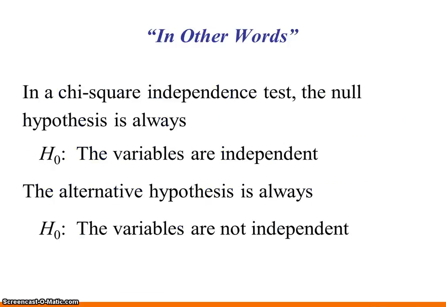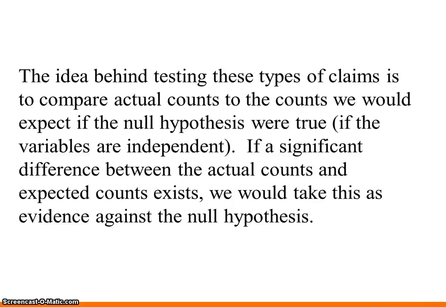So in other words, in a chi-squared independence test, the null hypothesis will always be that the variables are independent, and the alternative hypothesis is always that the variables are not independent. The basic idea in testing these types of claims is to compare the actual counts to the counts we would expect if the null hypothesis were true, in other words, if the variables were independent. If a significant difference exists between the actual counts and the expected counts, we would take this as evidence against the null hypothesis.